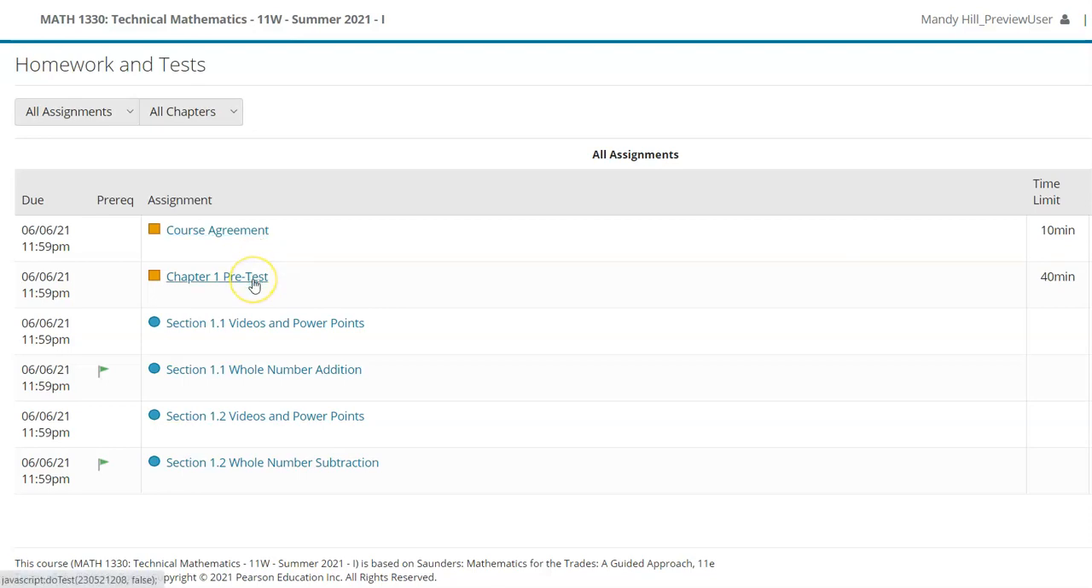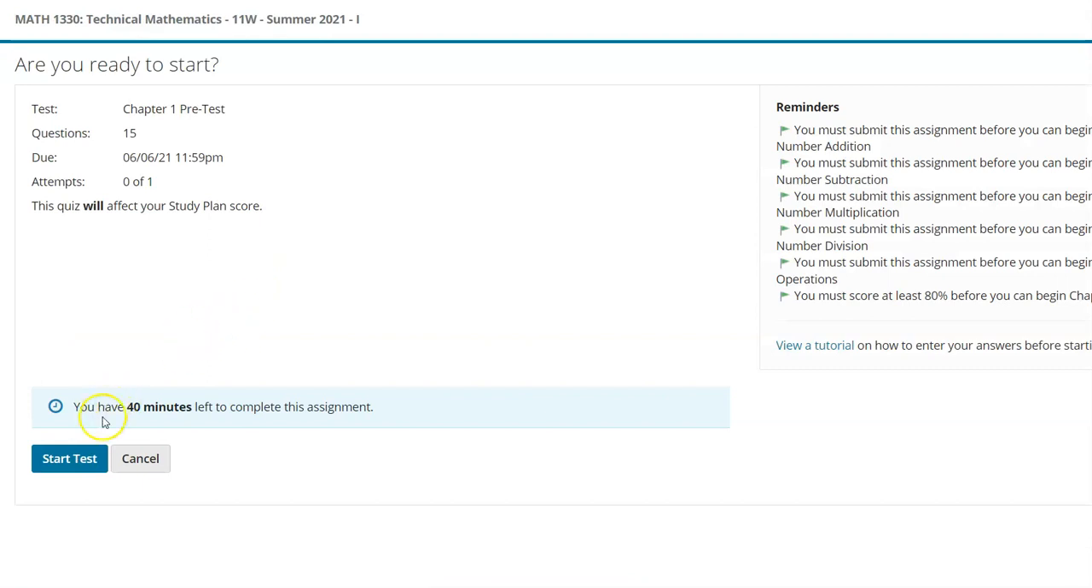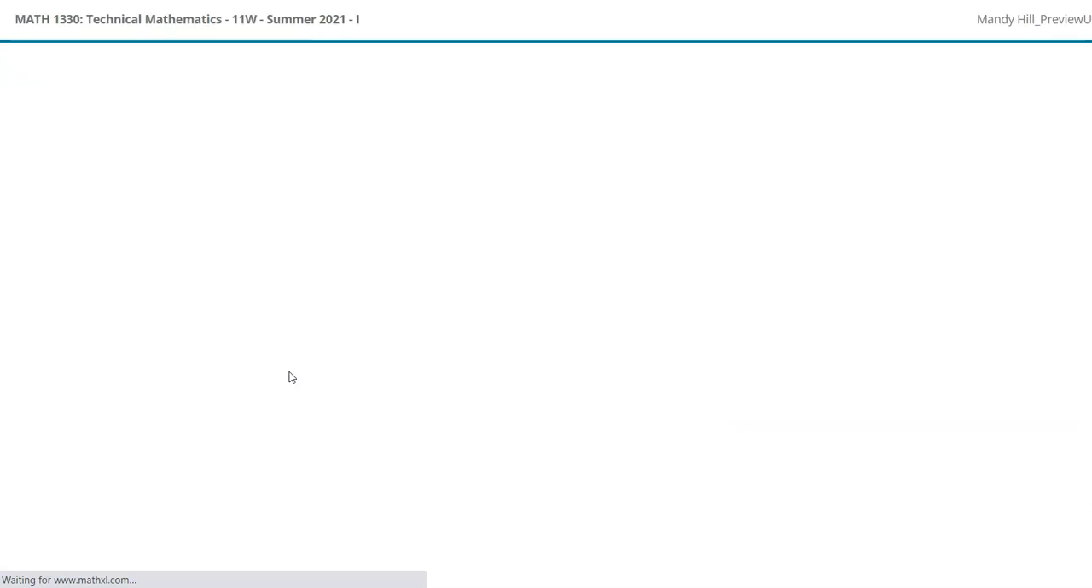Okay, the next thing you're going to want to do is the chapter 1 pretest. I'm going to go ahead and click start test here just so that you can see. I'm going to get some of the questions right and some wrong, because what happens on the pretest is if you do really well on it, it marks off some of your homework.